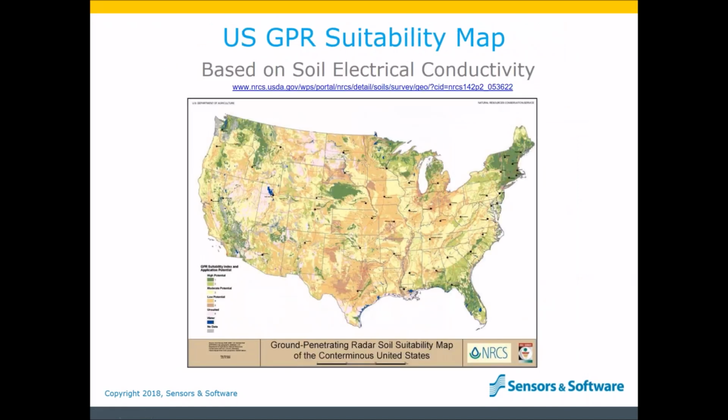So for those of you that live in the US, there is a soil suitability map produced by the U.S. Department of Agriculture. Some of you are probably already familiar with this. By visiting the website shown over here, you can zoom in on any state. In general, areas in green are good for GPR, whereas areas in orangey red will limit penetration.